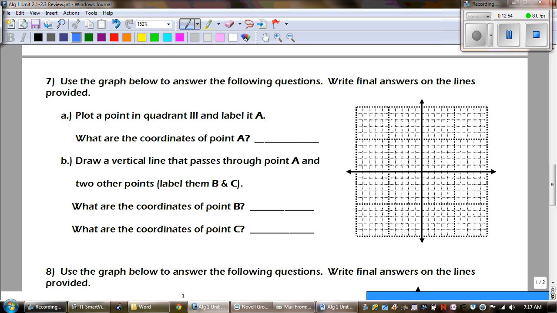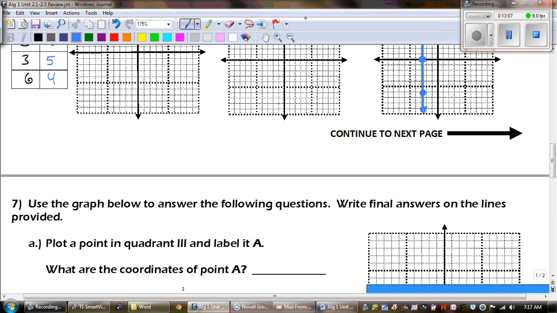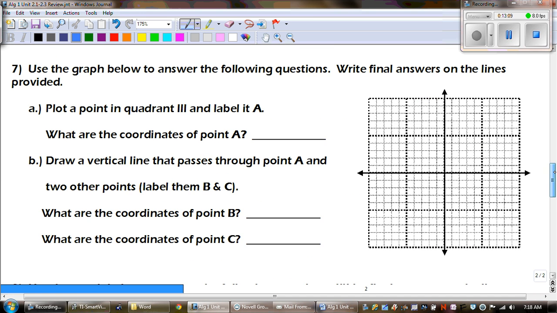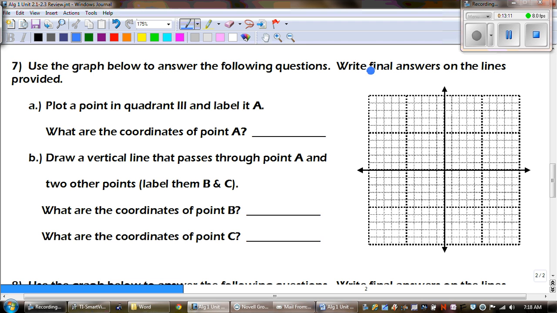Number 7 says to use the graph below to answer the following questions. Write final answers on the lines provided. All right, so A says to plot a point in quadrant 3 and label it A. So yours can be different than mine right now. I'm going to plot a point. It doesn't matter where it is, but it has to be in quadrant 3.